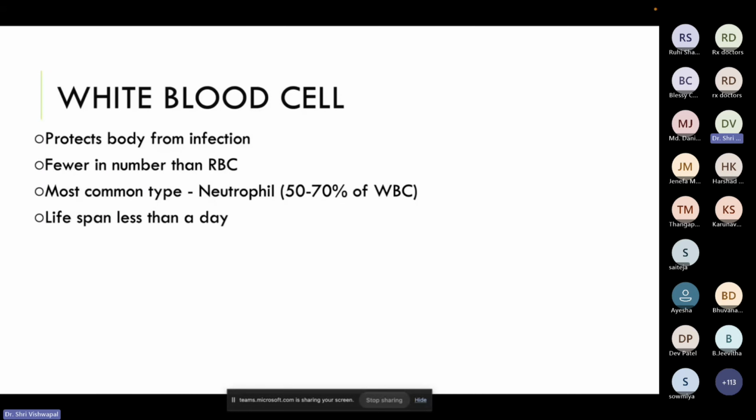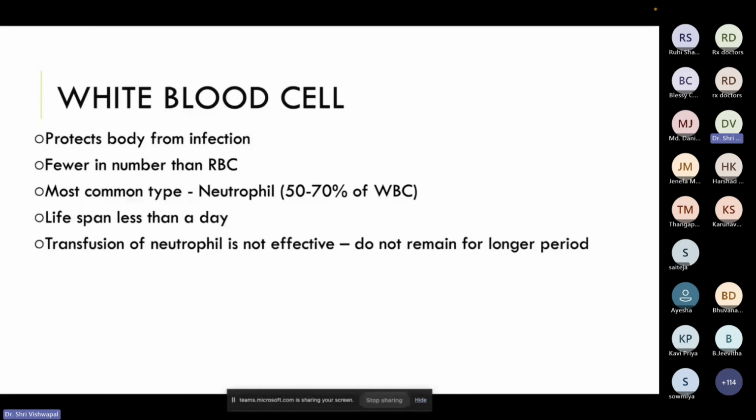And this neutrophil lifespan is very much less. It has a lifespan of only a day, or maybe below 24 hours, and transfusion of neutrophil is not effective because of its lifespan. So it lives only for a day, and if you're going to transfuse a neutrophil in a neutropenic patient, it's not going to be as effective a treatment in the transfusion.